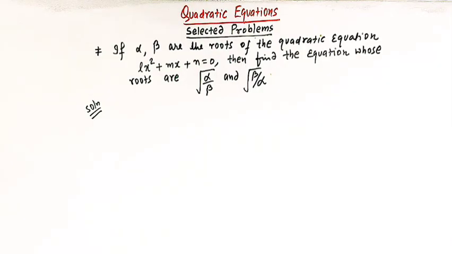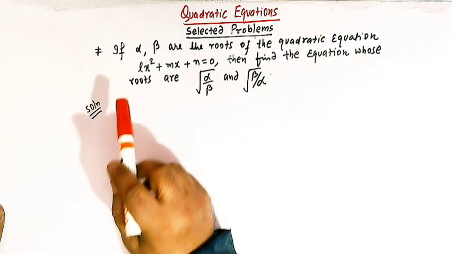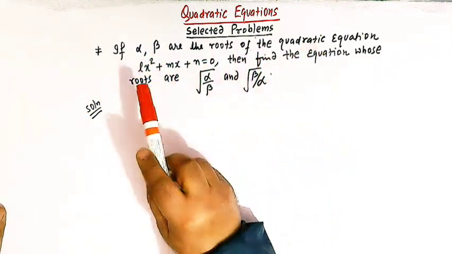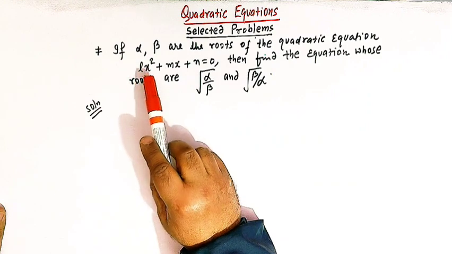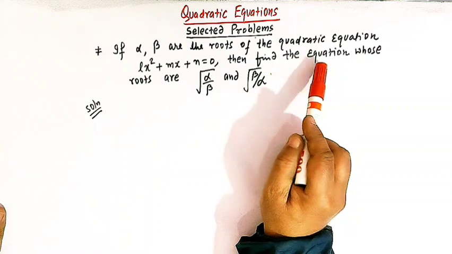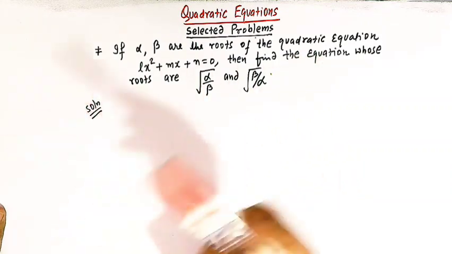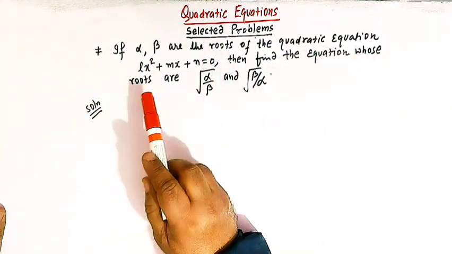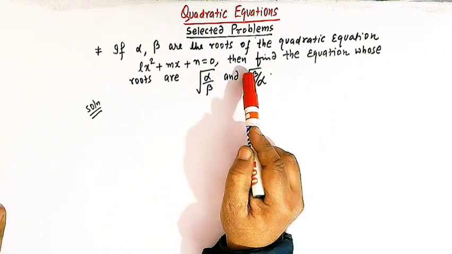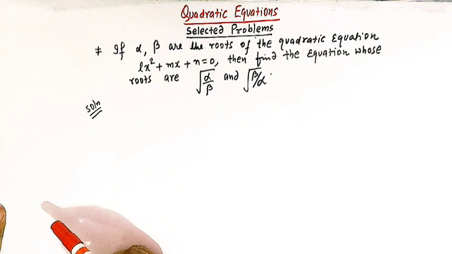So now let us consider this problem. Here we are given: if alpha and beta are the roots of the quadratic equation lx square plus mx plus n is equal to 0, then we have to find a quadratic equation whose roots are given by square root of alpha over beta and square root of beta over alpha, right?